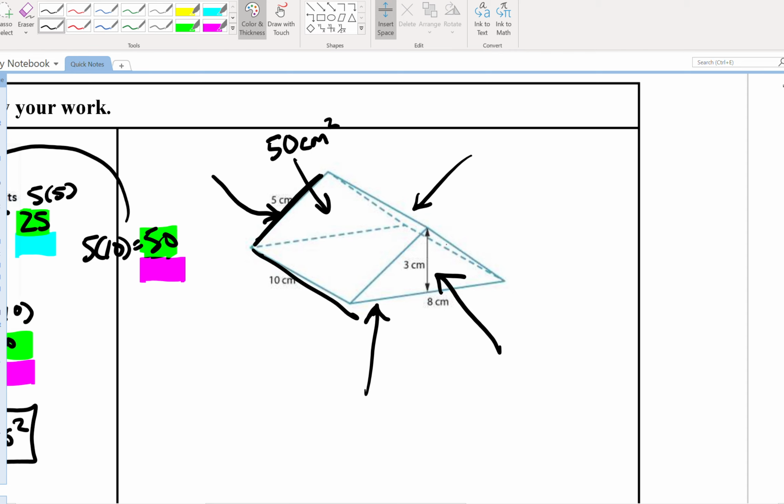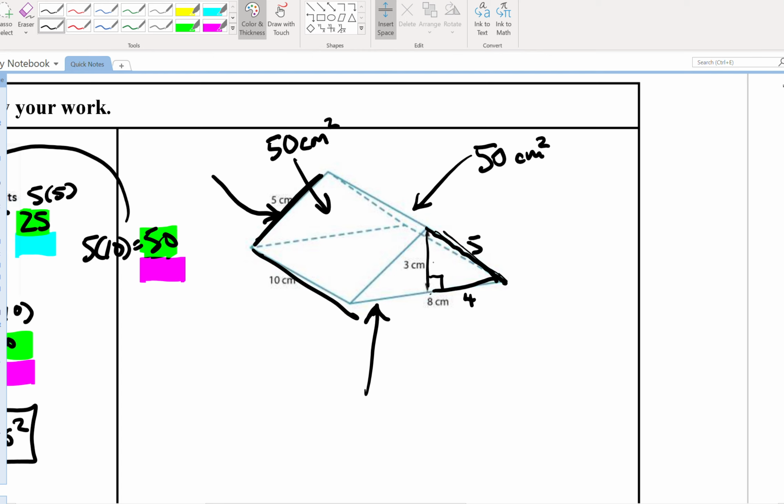Now, it looks like they're trying to say that this over here would be 5 as well, but we don't really know 100%. But this one, if this is 8 all the way across, then just halfway would be 4. And if this is 3, we can see that this would be a 3 by 4 right triangle. That means using the Pythagorean theorem, you can show that this side over here would also then be 5. So it has the same dimensions as the one in front. That means its area is also 50 square centimeters.